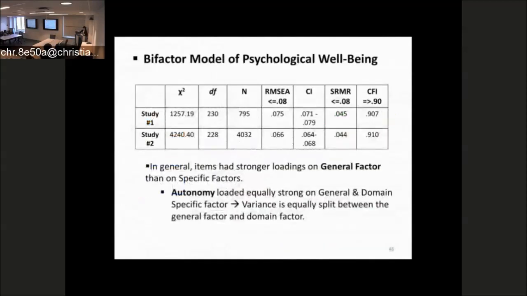Good question. Yeah. So these are the fit statistics for the psychological well-being. You can see that the model fits the data adequately, and the items have stronger loadings on the general factor. That's expected because look at the correlations. They're very, very high. And autonomy loaded equally strongly on the domain and general factors. And just like negative affect, the variance is equally split between the two factors.